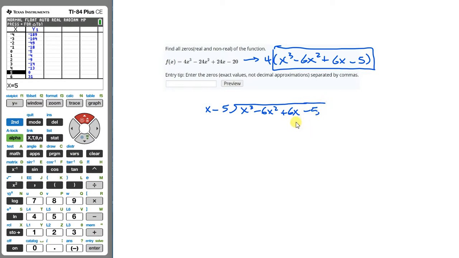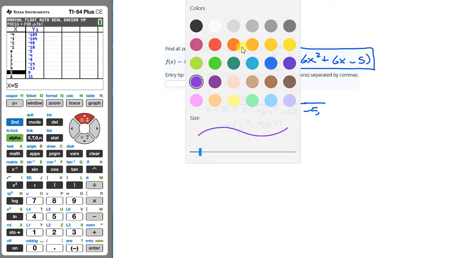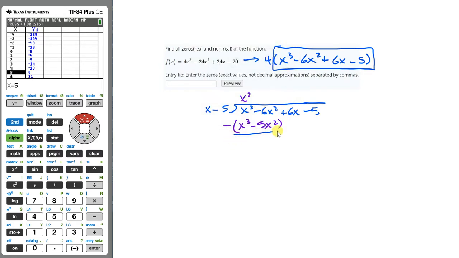Okay, so how do I do this? How do I make an x look like an x cubed? I only need 2 more powers of x, so I end up with x cubed minus 5x squared. Subtract. What do I get? I get x cubed, take away x cubed is gone. Negative 6 plus 5 gives me negative 1.